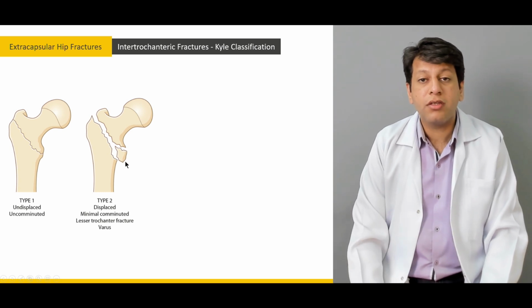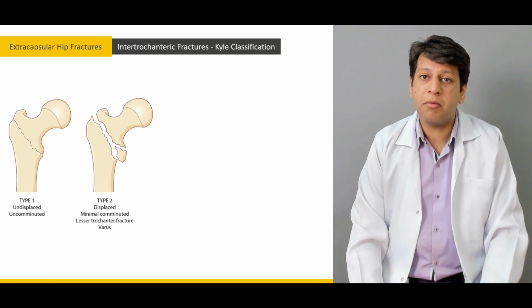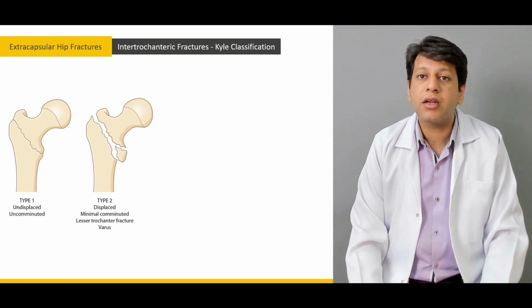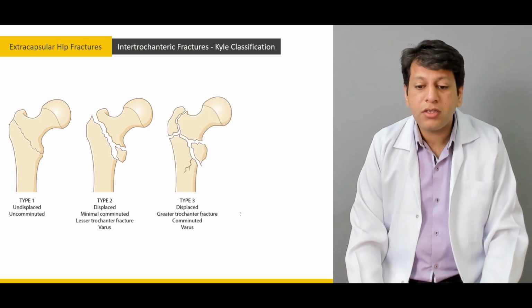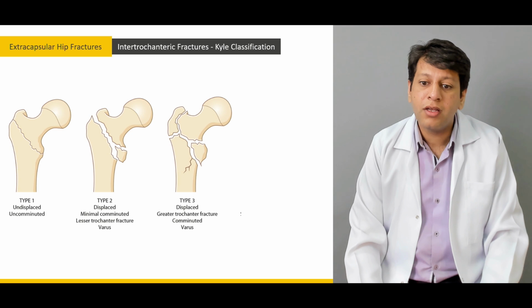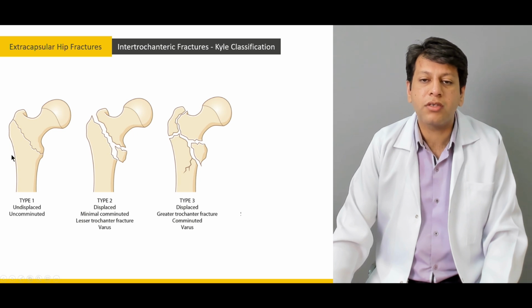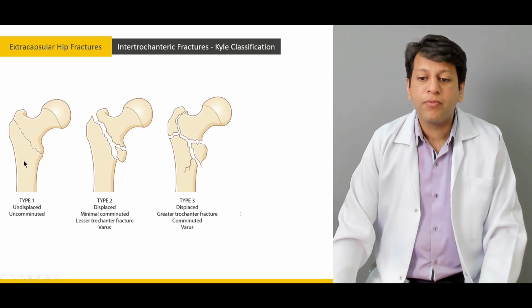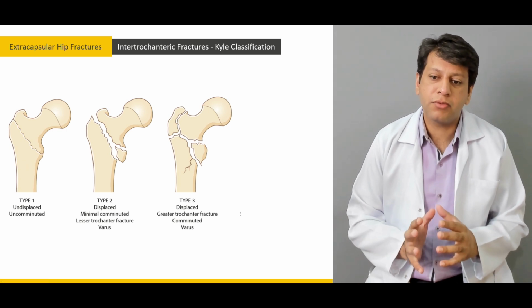Now, this is where the difference actually starts. If the lesser troch is damaged, that would inherently make it slightly unstable as compared to type 1. Type 3 has a displaced greater troch as well as comminution and the varus of the lesser troch. If you see, this is more unstable than this, and this is more unstable than type 1. Now, this is where the difference between Kyle and Boyden-Griffin comes in.